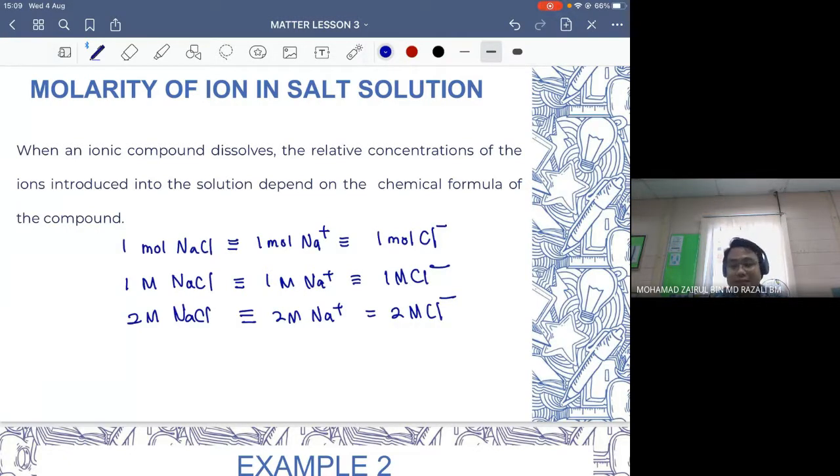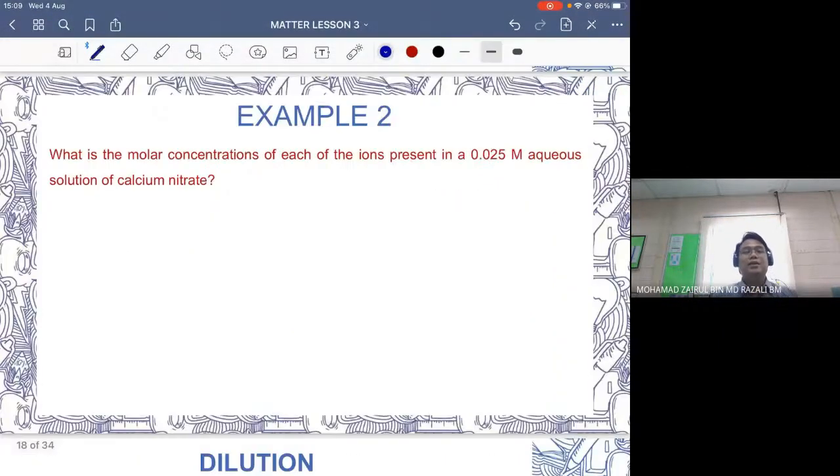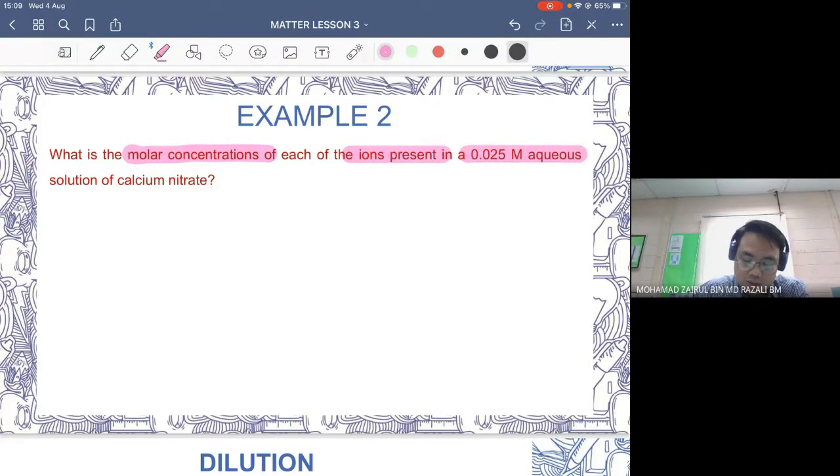So senang je. That's why recap balik pasal mole concept. Sebab dia berkait. Dia akan memudahkan kerja awak. Okay, so example tu. What is the molar concentration of each of the ion present in 0.025 molar aqueous solution of calcium nitrate? Okay, calcium nitrate.